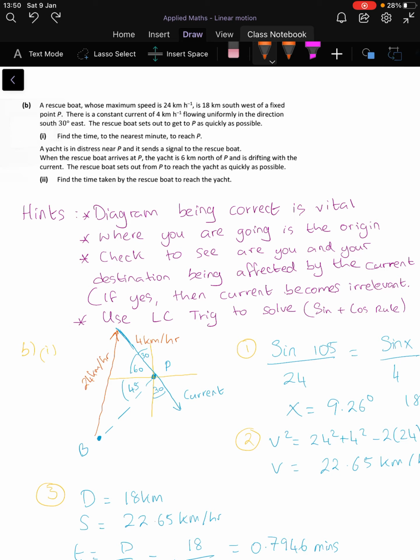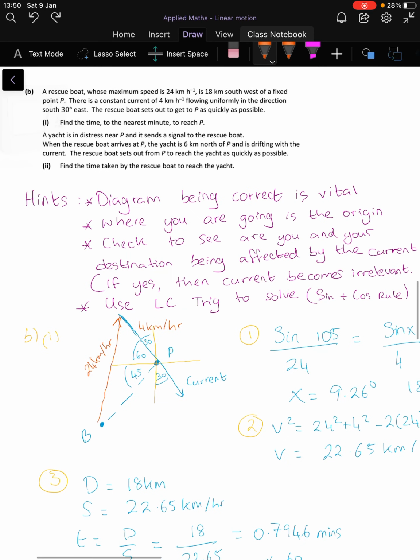The next thing then is you need to check and see if you and your destination are being affected by the current or by the wind or whatever it happens to be. If you're both being affected by the same current and the same wind, then that means that they're affecting both at the same rate. So that means that they don't particularly matter. You just ignore them and work using just distance, speed and time. Whereas if they are being affected, what we have to do is we have to create a triangle and use sine rule, cos rule, sine, cos, tan to find the angles and find the sides that we want.